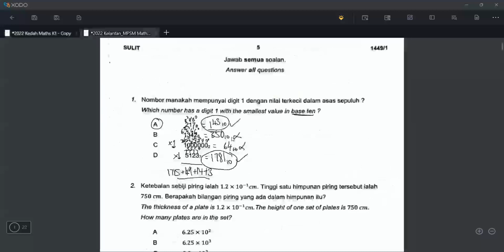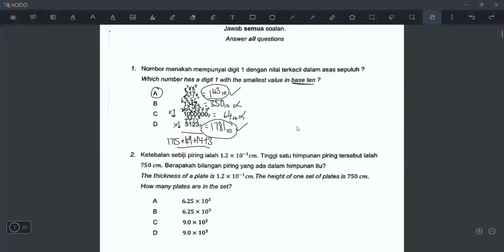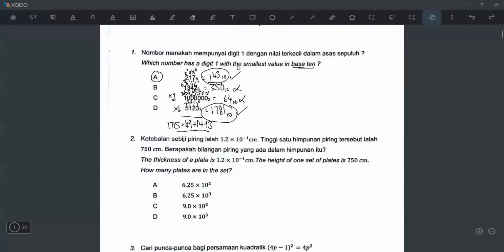Let's go back to the question here. I just want to point it out because some students don't know about that. So just be careful.